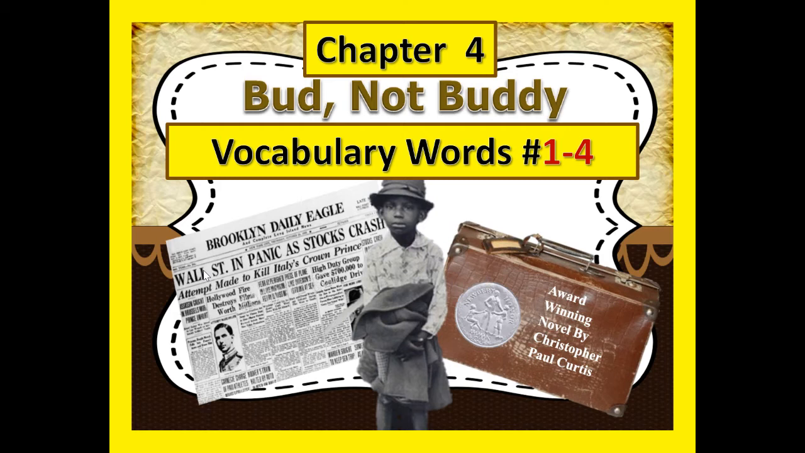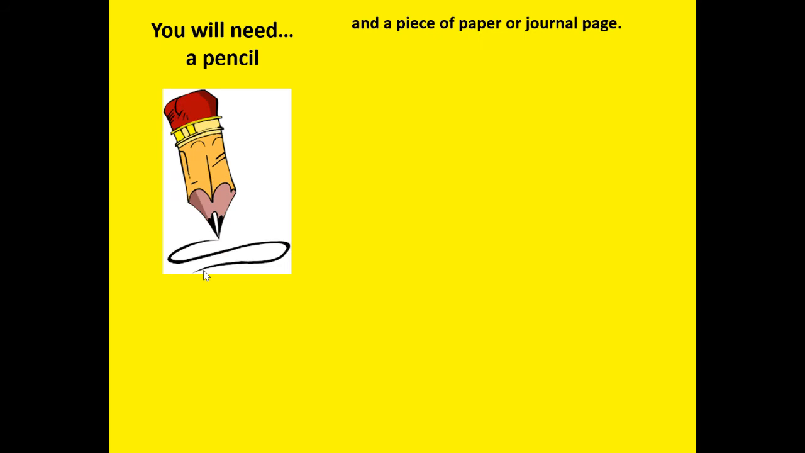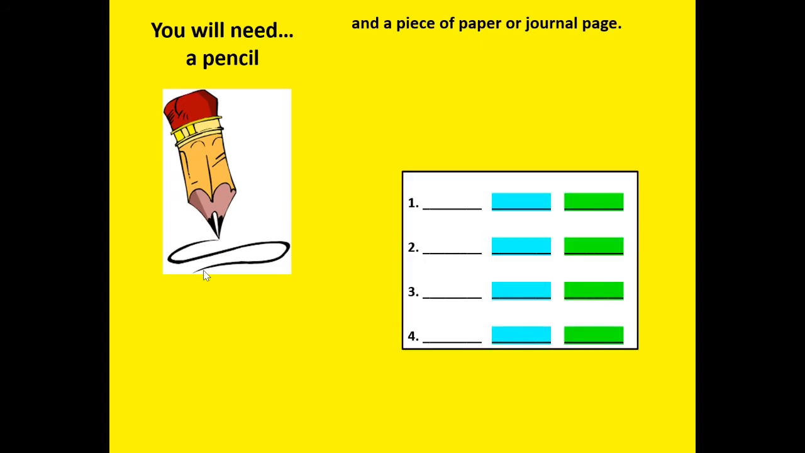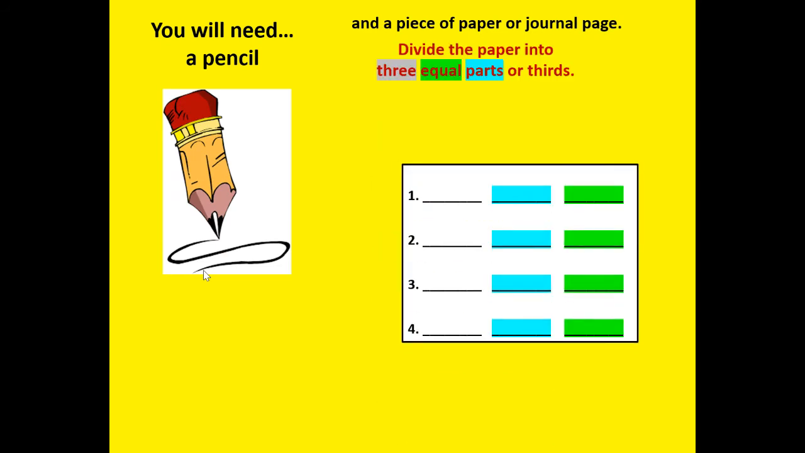Today we're going to focus on Chapter 4 of Bud Not Buddy and the vocabulary words 1 through 4. For this lesson, you will need a pencil and a piece of paper or journal page. And on that page, you're going to divide the paper into 3 equal parts or thirds. 1, 2, 3, 3 columns. And then you can draw 2 lines like this to divide it up.